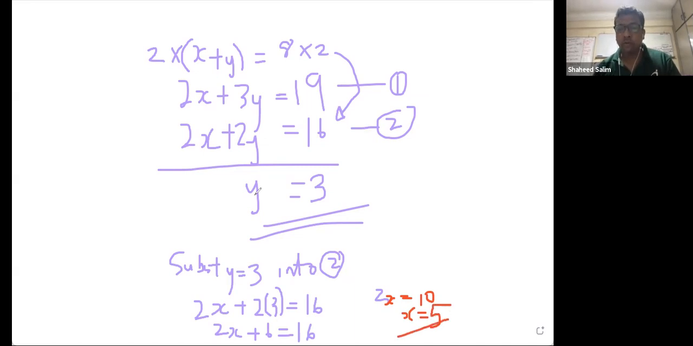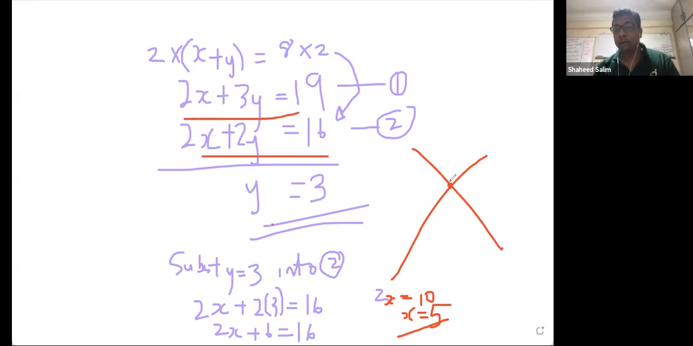Now you found both. So what do you find? x equals 5, y equals 3 is the intersection between the two graphs. This is a graph, this is a graph, they cut down here. So now we go to that question. Okay, you can do this.